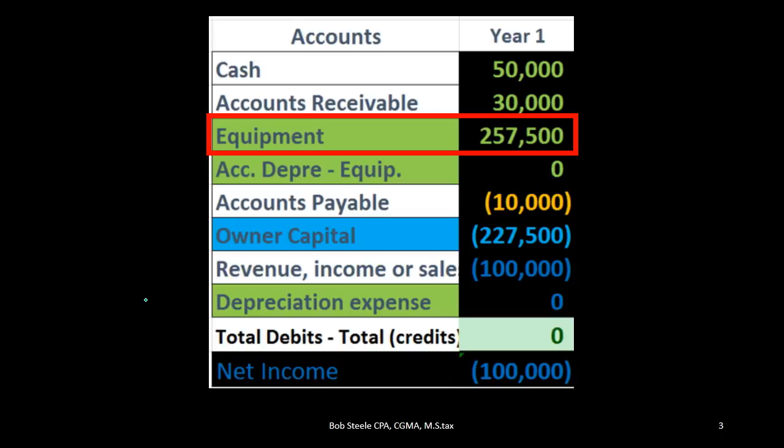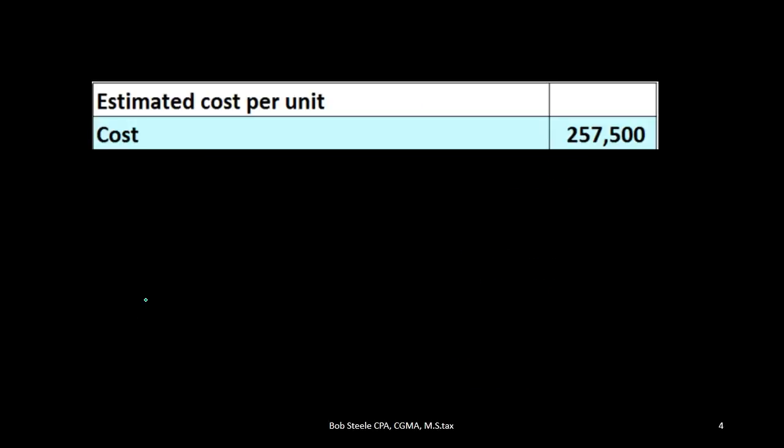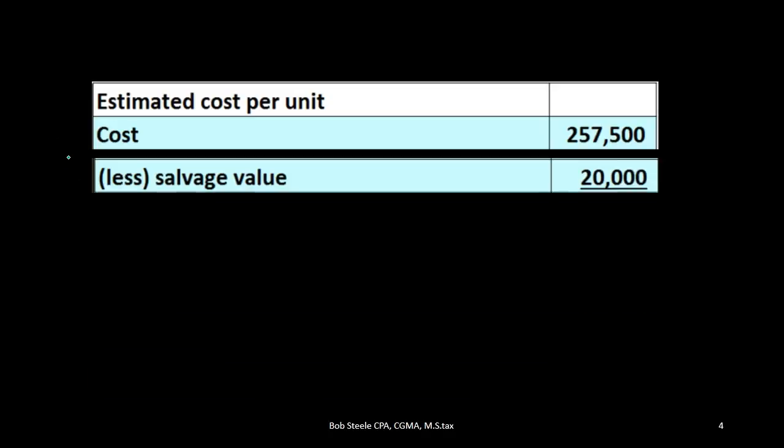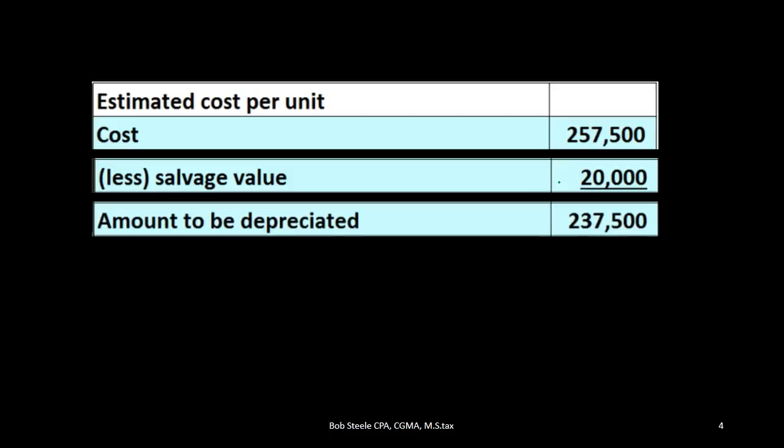Rather than just having an even allocation, we are going to use the units of production method where we can take the cost minus the salvage value, the amount that we believe the equipment will be valued at after its useful life, after we're done using it in order to help us generate revenue. We still think we'll be able to sell it for, in this case, $20,000. Therefore, we're going to have to depreciate over the useful life $237,500. How are we going to do that?